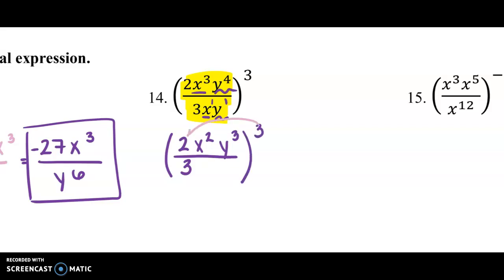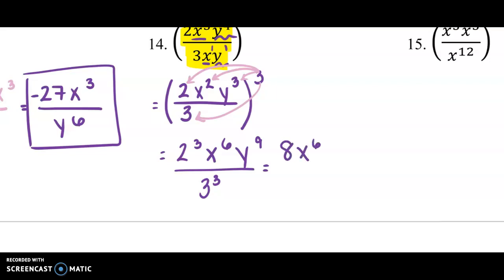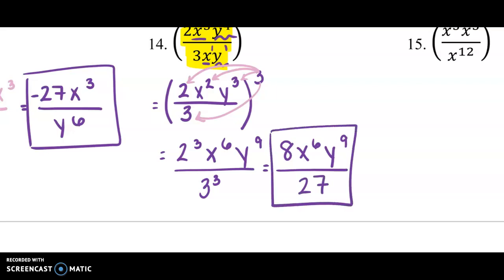So now I can distribute the third power to the 2, to the x squared, to the y to the third, and to the 3. So then I'm going to be left with 2 to the third, x to the sixth, y to the ninth, over 3 to the third. 2 to the third is 8, so 8x to the sixth, y to the ninth, over 27. And that would be my answer.